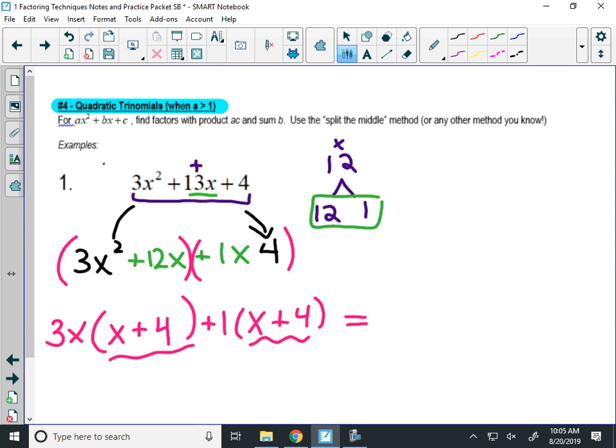So how do I write my final answer? 3x plus 1, bless you. Bless you again. And x plus 4. And that's it. Bless you a third time. How could you check your work if you wanted to? FOIL. Distribute. Yeah, and you could do it in your head, but I will check your work on some of these. Make sure that you're right. Okay? All right, let's do another one.